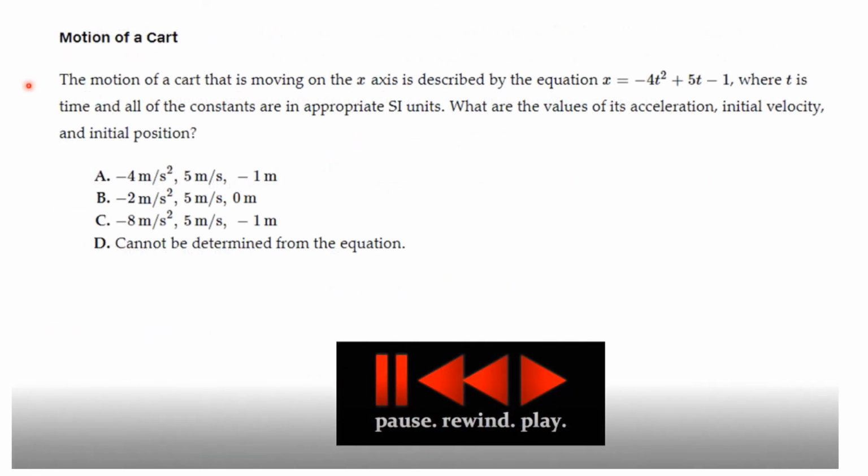Okay, so we're going to close with this final example about the motion of a cart. The cart is moving along the x-axis, and its motion is described by the equation x equals minus 4t squared plus 5t minus 1, where t is time and all the constants are in SI units. What are the values of, in this order, its acceleration, its initial velocity, and its initial position?